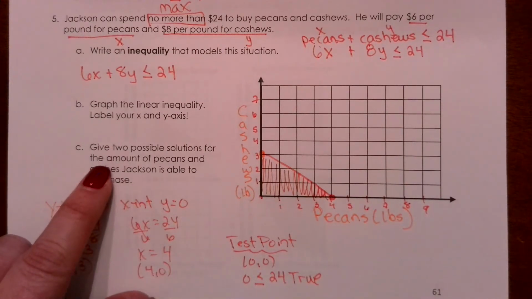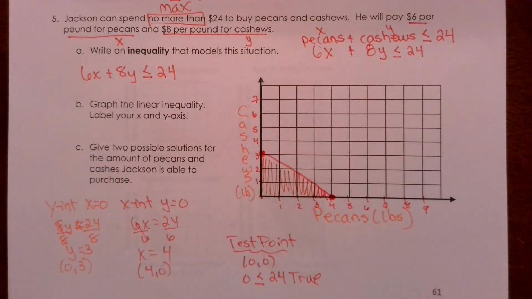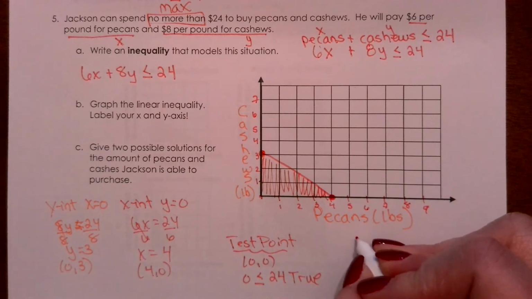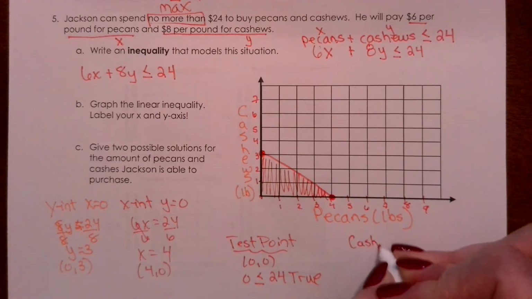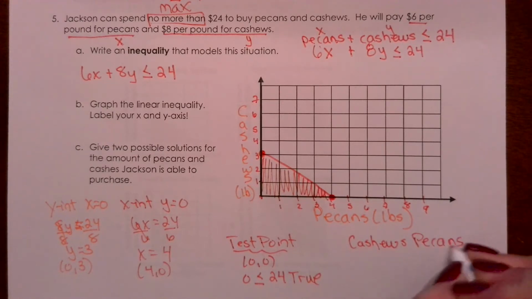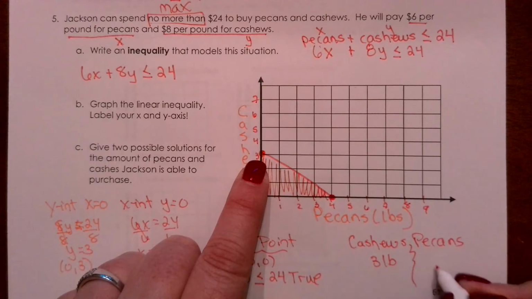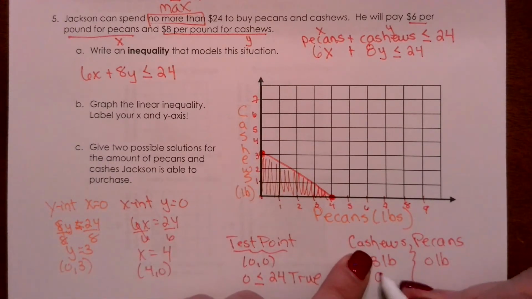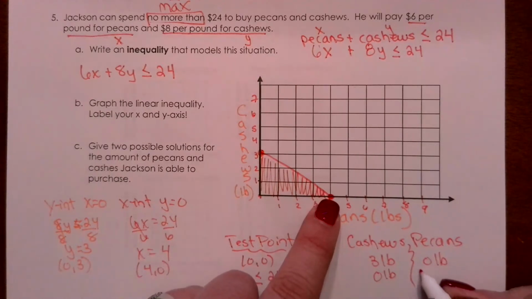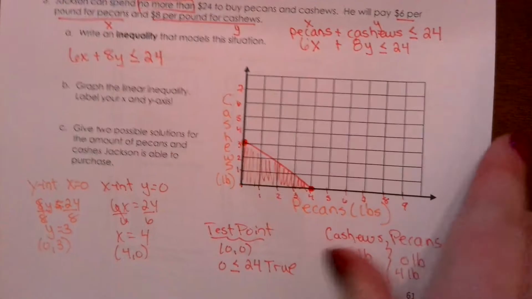But if I want two possible solutions, I've got two right here, right? I've got my x and y intercept. So if I'm looking at cashews and pecans, he can buy 3 pounds of cashews and 0 pounds of pecans, or 0 pounds of cashews and 4 pounds of pecans. I'm going to just quickly take a look at this next problem. Again, it's on page 63.